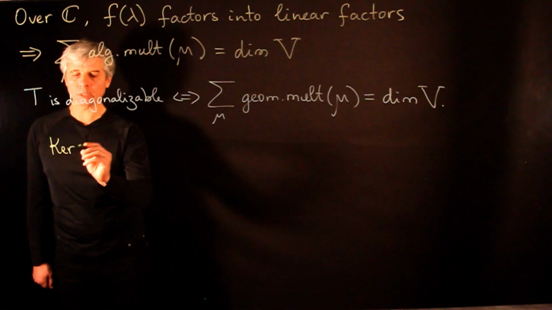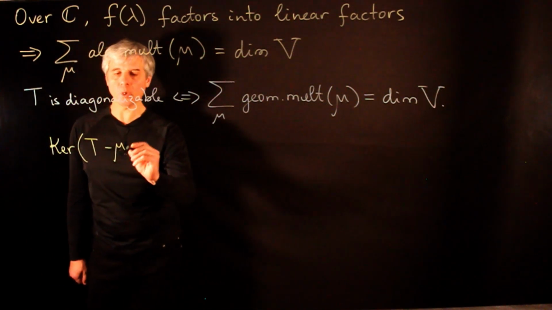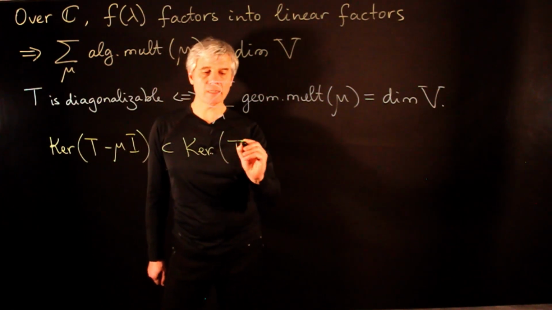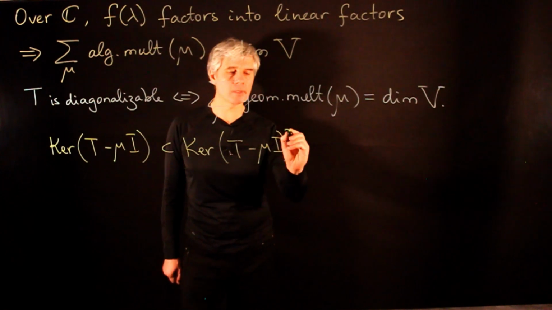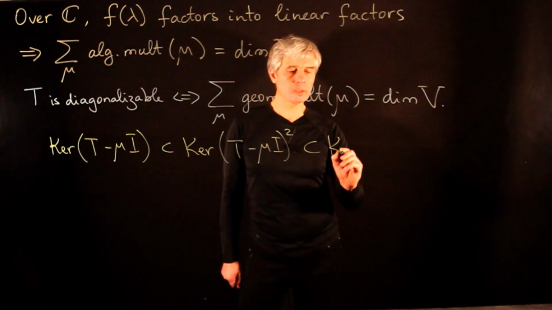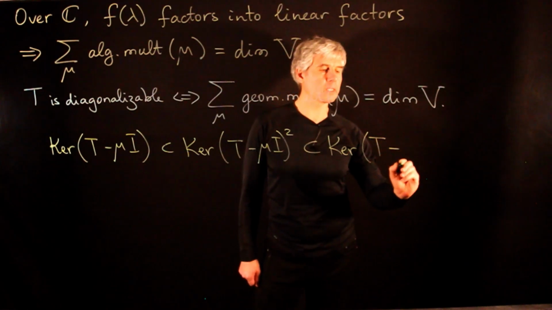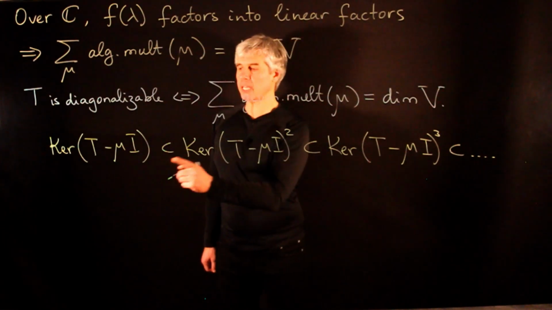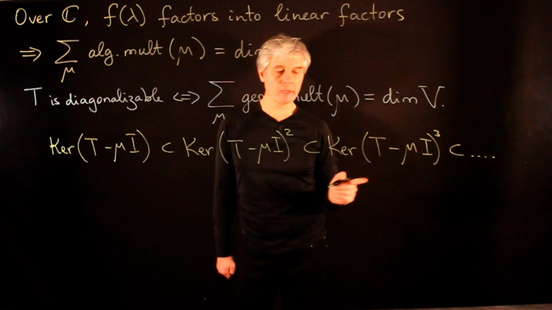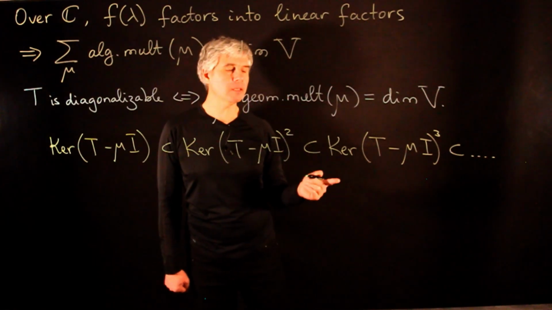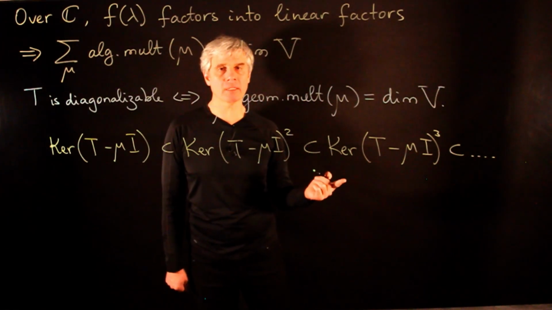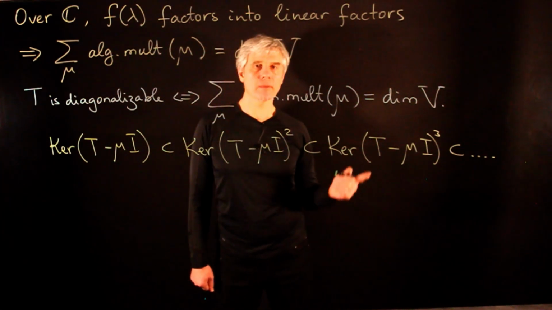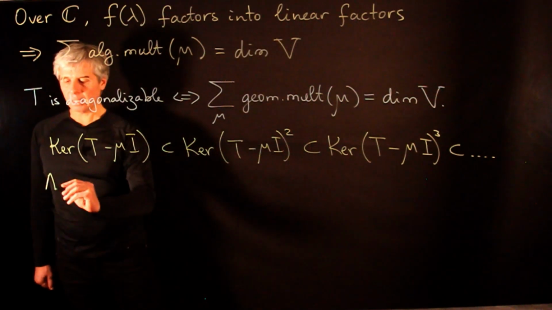Let mu be an eigenvalue of our operator T, and consider the following sequence of subspaces. So let's take the kernel of T minus mu I, then the kernel of T minus mu I squared, then the kernel of T minus mu I cubed, and so on. These subspaces are going to be nested into each other, because if some vector is annihilated by the kth power of an operator, then if we apply the same operator k plus 1 times to the same vector, the result will again be 0.